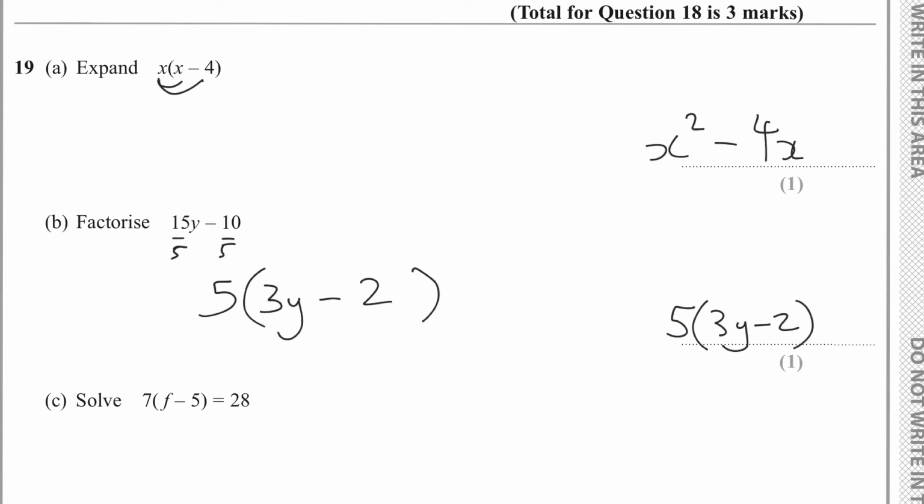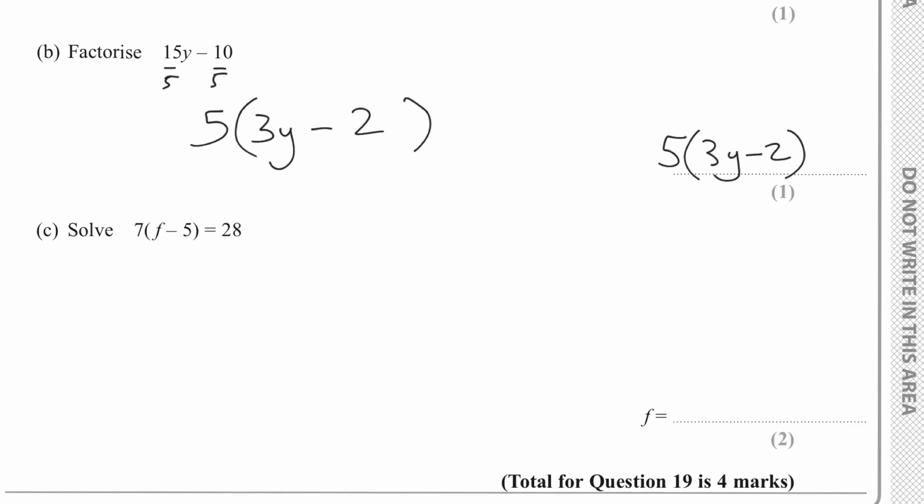And then solving C. It's now said that 7 brackets f minus 5 close bracket is equal to 28. So first thing we're going to do is expand our brackets. So we'll end up with 7f minus 35 is equal to 28. Then we can add 35 to both sides to remove it from that side, to leave f on its own. Because remember, when you're solving, you're trying to work out what the letter is equal to.